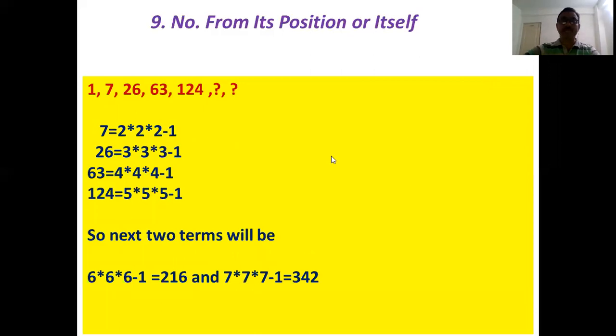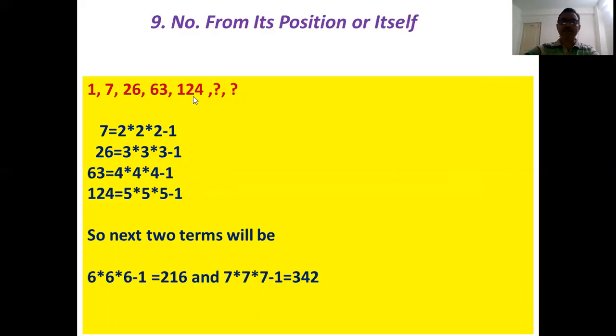Let us consider one example of the same version. Here also you can observe, I can get 7 if I multiply 2 three times. Like if I take the cube of 2 and then subtract 1 from it, I'm getting 7. In the same way, 3 cube minus 1 will be 26. 4 cube minus 1 equal to 64 minus 1, 63.